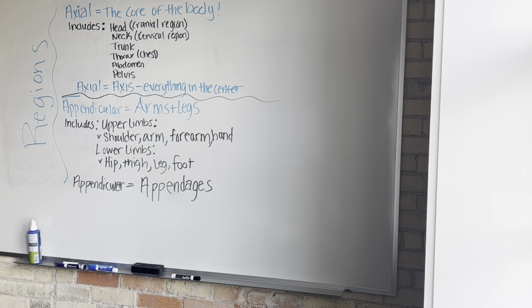We're going to go over the axial region and appendicular region. The axial region is going to be the core of your body. Think of axis, so everything in the center. What that includes is your head, your cranial region, your neck, which is your cervical region, and your trunk. That's going to be your thoracic chest, your abdomen, and your pelvis. So when you think of axial, that's all of those things.